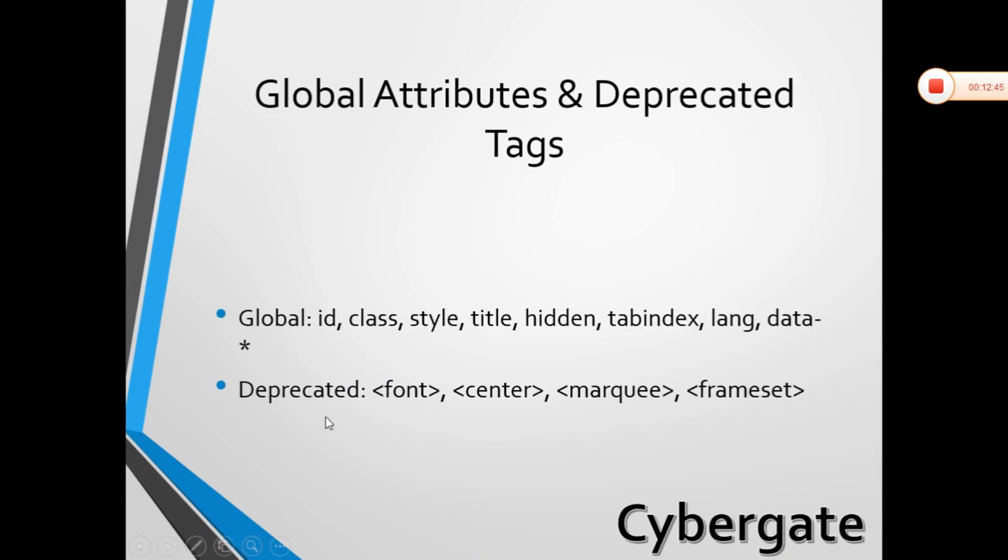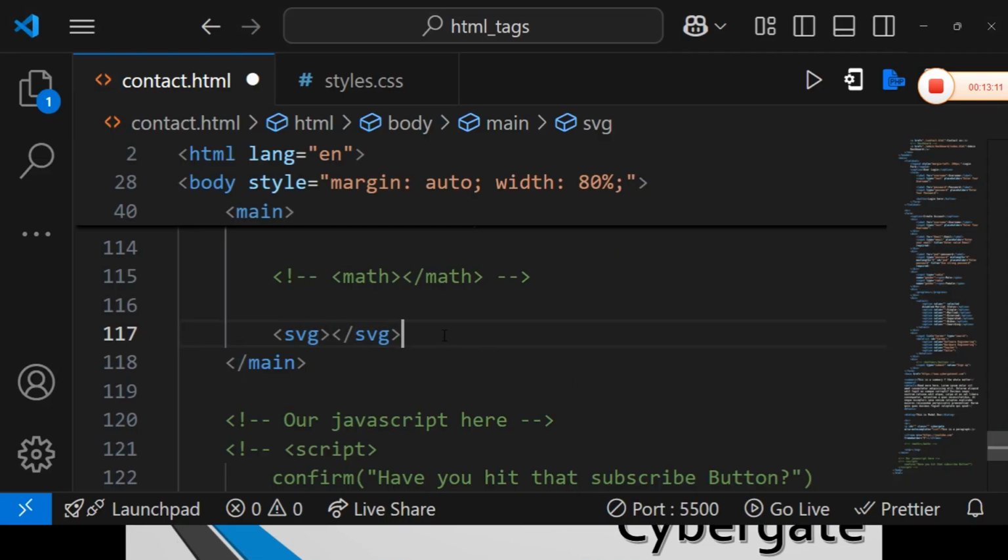I've already talked about IDs and classes, the style tag, the title, and hidden. If you want, we'll deal with tab index in Bootstrap. We have language. We have data attributes. But these ones are deprecated, these are the ones that have been removed. Deprecation means they have been removed from HTML. We have the font. We have the center. We have the mark hue. We have the frame set. For example, if you use center, you see that center will be marked red.